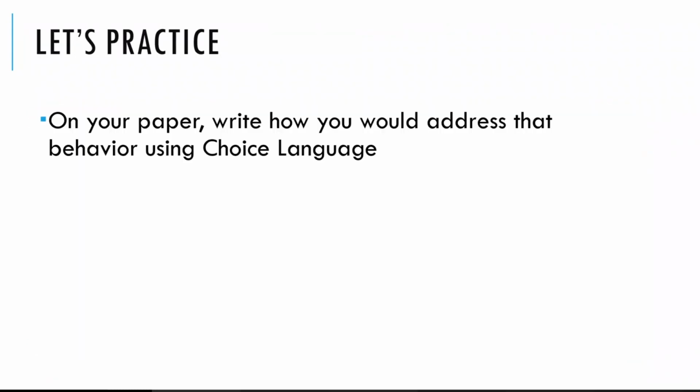So now on your paper, write how you would address that behavior using choice language. Think about that behavior that you're wanting to address now. And using choice language, how would you write it down? This is just a little bit of homework for you. So you're addressing that behavior that we've talked about in the beginning. Remember, you're focusing on that one behavior or those few, and think about the choice language we just went through. And how would you address that behavior using choice language?